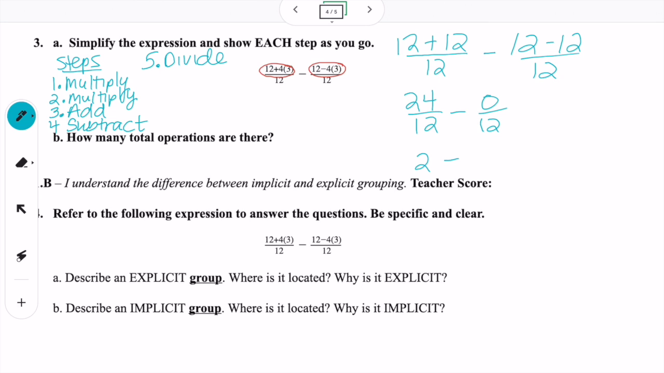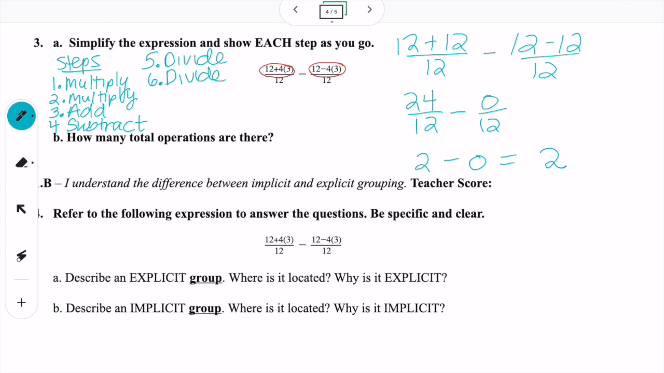And then I'm going to divide again. 0 divided by 12 is actually 0. That's another division. We've got a lot of steps on this one. And there's one final step here. Subtraction again. That turns out to be the last operation. Oftentimes, subtraction and addition will be the last ones because they're at the bottom of the order of operations.